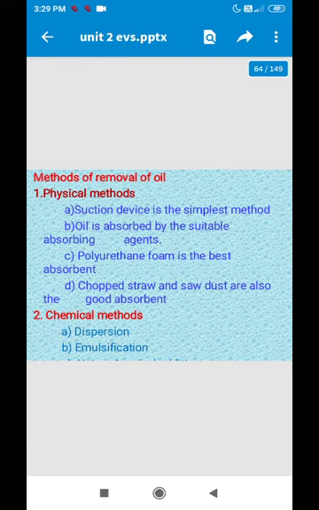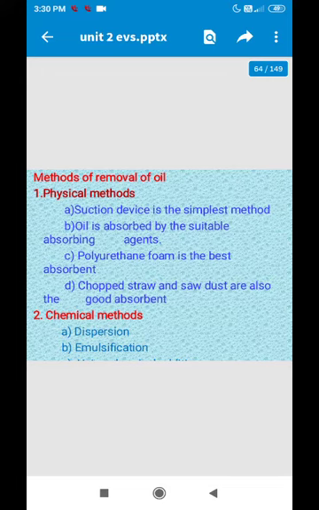Now let us see the methods of removal of oil. Physical method: suction device is the simplest method. With the help of that we can remove the oil from the marine water, and oil can be absorbed by a suitable absorbing agent. Polyurethane foam is the best absorbent. With the help of that we can remove the oil. And then chopped straw and sawdust are also good absorbents.